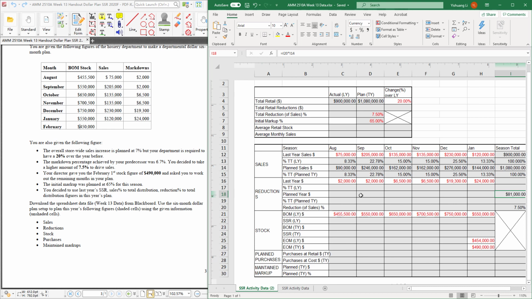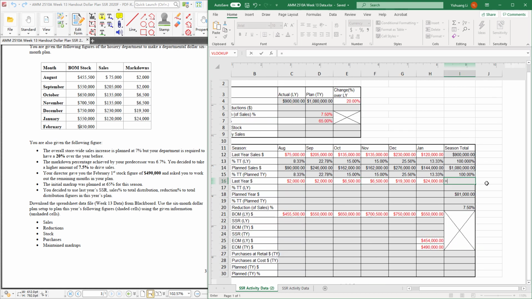How about the distribution? Since we know each month's reduction last year, what we can do is to get the seasonal total of last year first. And using the same method we did for the sales distribution, we also can get the reduction in percentage.